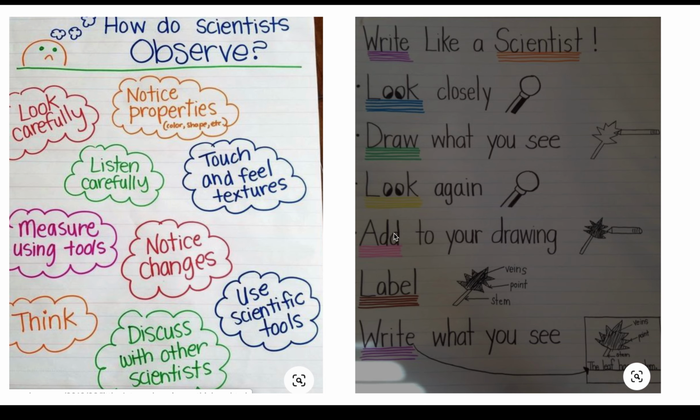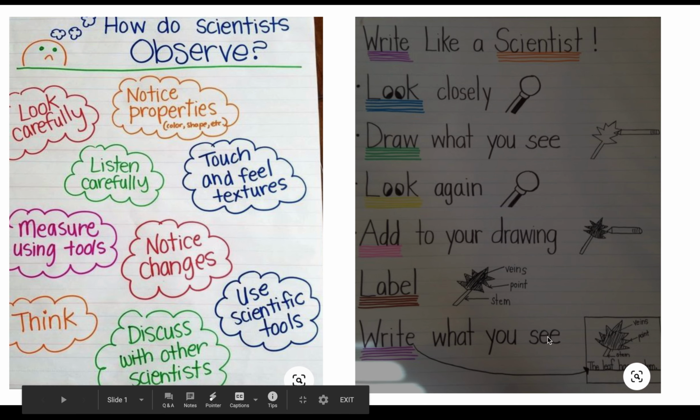Look again, and then add details to your drawing. If your leaf has veins, put some veins in it. Label veins, points, and stems. So then you need to go back and give some extra information about your drawing, because if I'm looking at this drawing, I didn't see any veins or stems, and when I go to tell other scientists about it, I may not remember what it has.